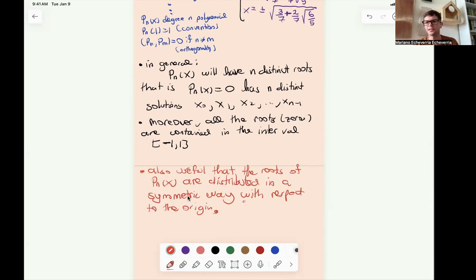One way to say that is that if r is a zero, then minus r is a zero. So if Pn of r equals zero, then Pn of negative r is also zero. So they come in pairs. That's what I'm trying to say. The roots come in pairs.